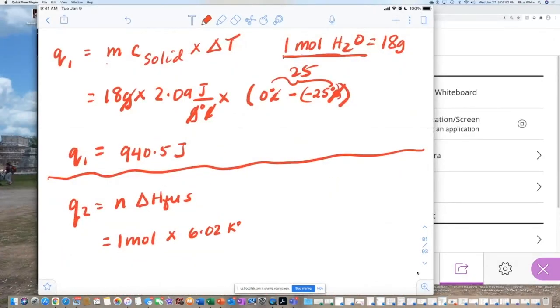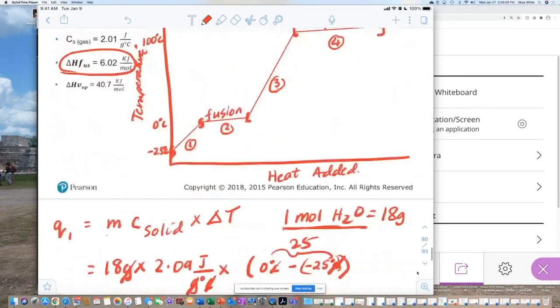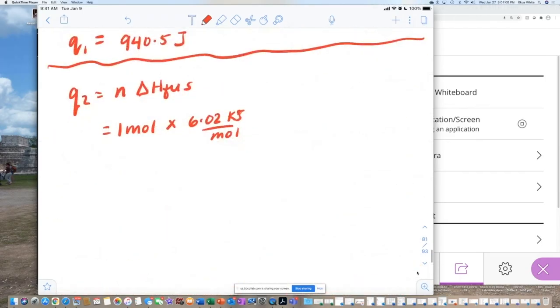6.02 kilojoules per mole. I'll leave it as that. I'll convert them all to the same unit in the end. 6.02. Okay. So this will be, oh, same number. I was going to use my calculator and I was like, really? 6.02 kilojoules. Well, let me not be super lazy.